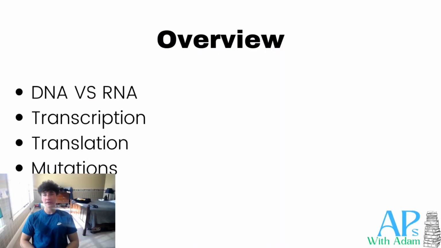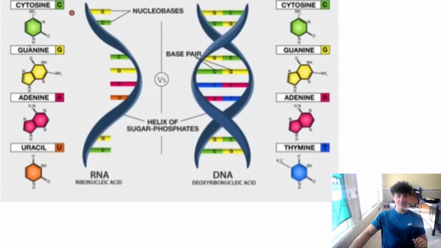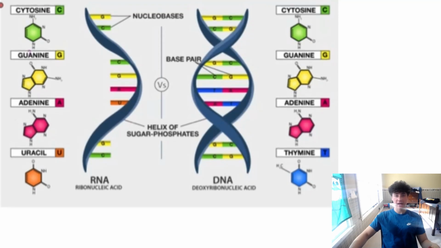Today we will be covering the main ideas and overview of Chapter 17 in AP Biology. This is going to cover the differences between DNA and RNA, specific functions of RNA, how transcription occurs, and translation. Let's get into it. Let's begin with the differences of DNA and RNA.